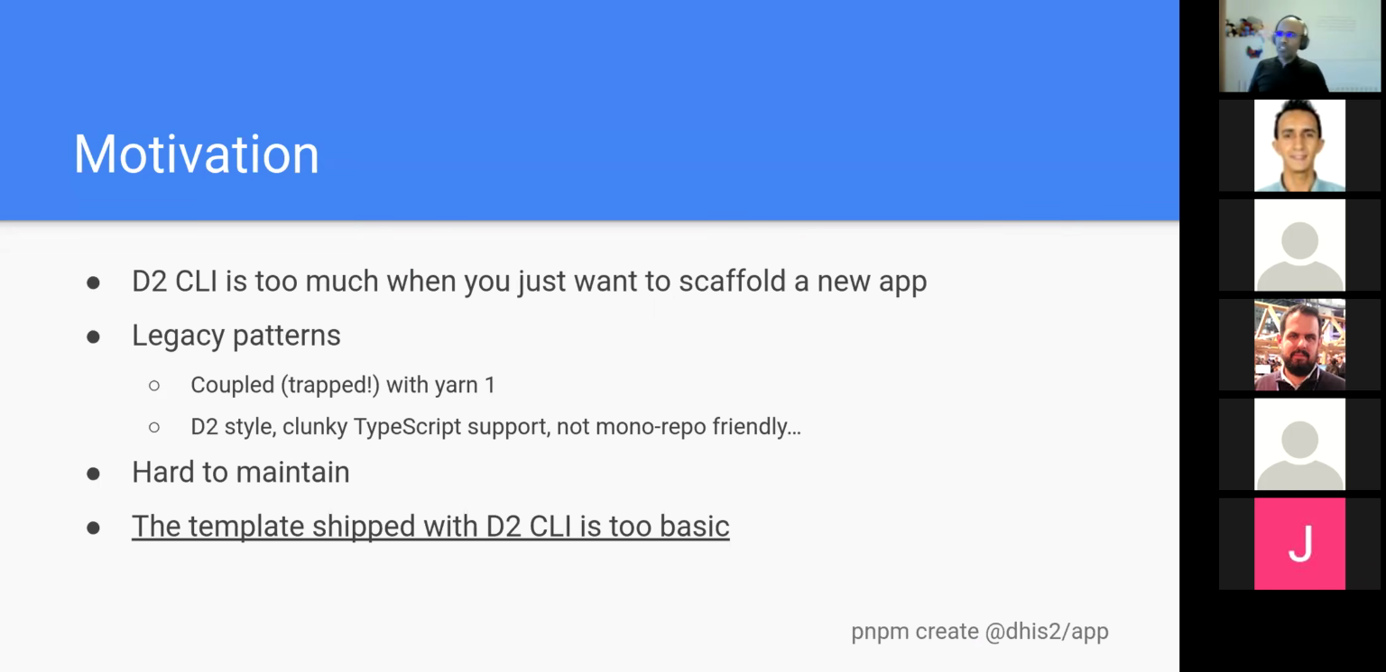The main thing with the D2 CLI is that it was bloated, and it's too much if you just want to scaffold or create a new app, which is typically what developers at least would want to do. It's very powerful. It has a lot of things to do, but it seems like it's a lot for this simple task.